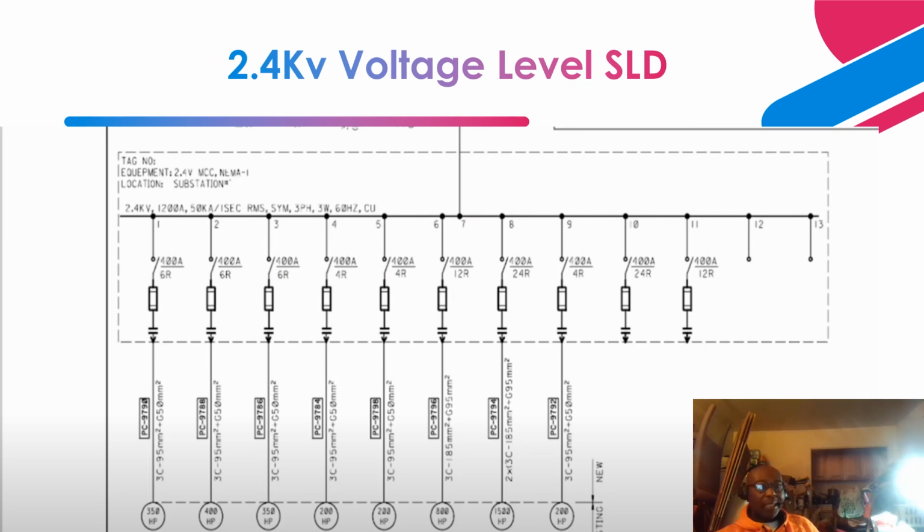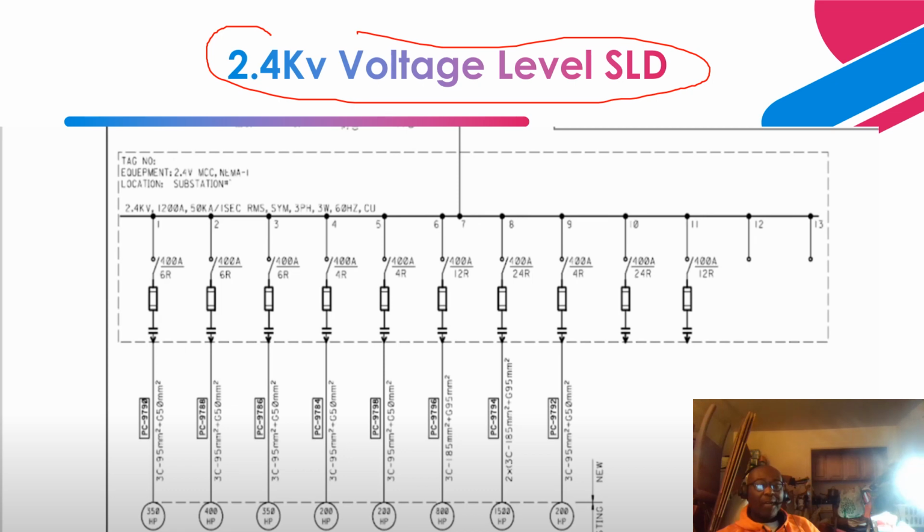Okay, so now let's take a look at the continuation from the previous slide. Now let's talk about the 2.4 kV voltage level single line diagram. I have a feed that is coming from the previous slide, coming from a dedicated 13.8 kV switchgear lineup. You have a breaker here, then the 13.8 kV switchgear lineup, and then the transformer steps it down from 13.8 kV to 2.4 kV, right?